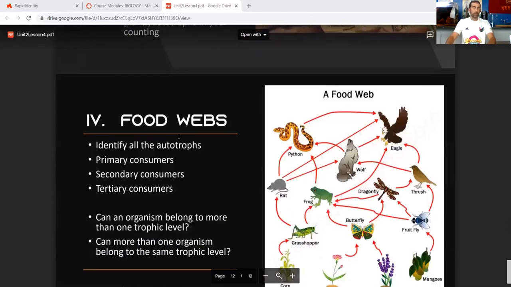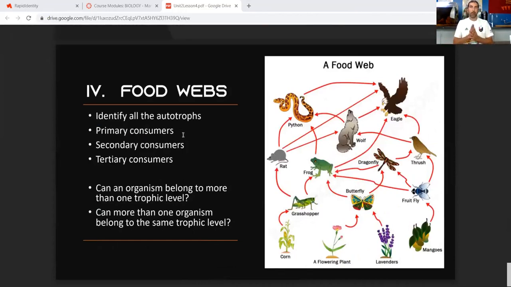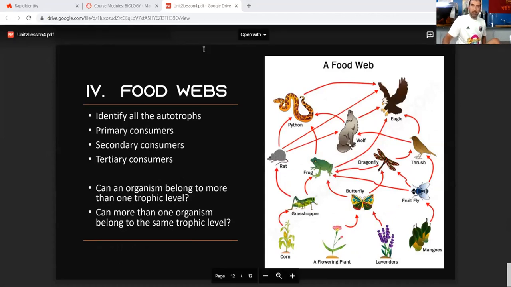Now let's scroll down, take a look at this food web. All right, I'm going to show y'all how this thing works and how to be able to answer these last two questions. Now, the first thing you would want to be able to do on this food web, just say for an example, can we identify all of the autotrophs?